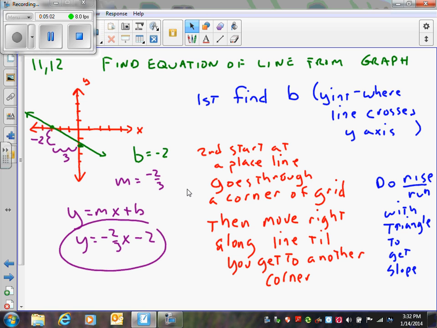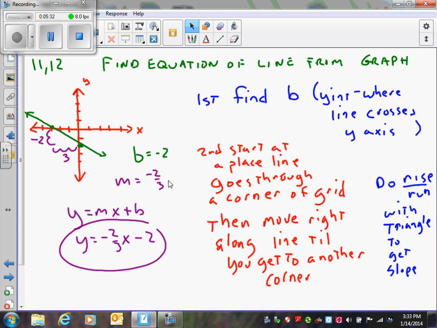Now on these two problems, you are not going to have dots on your line. You're going to have to find a place where the line goes through the corner of a grid. Then you have to move right along the line until you find another place where it goes through a corner. Connect those two corners and do your triangle thing. This one goes down 2 and right 3. So my slope is negative 2/3.